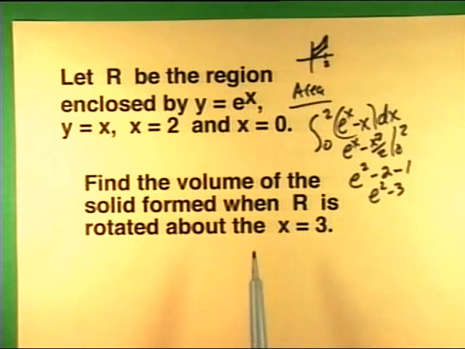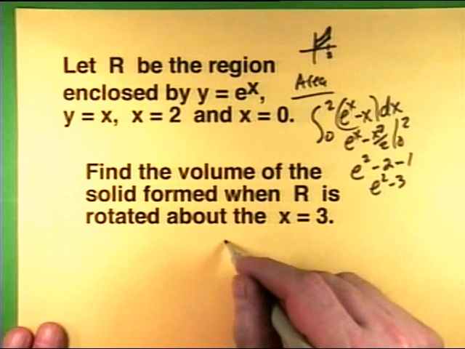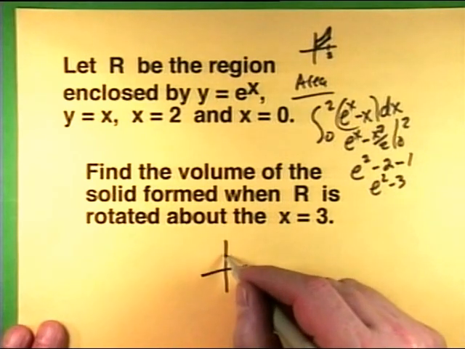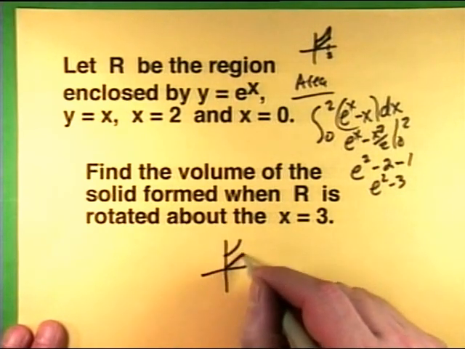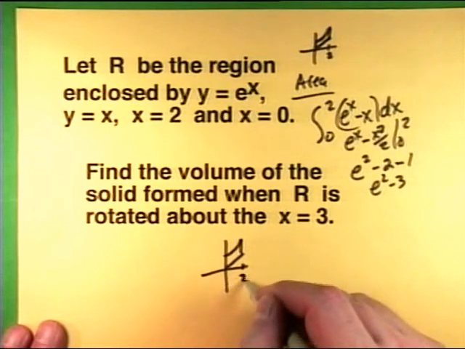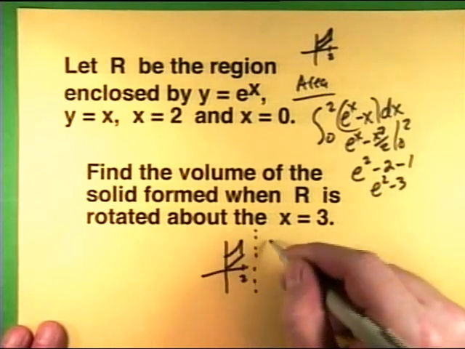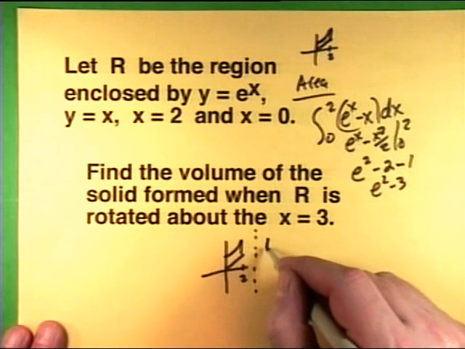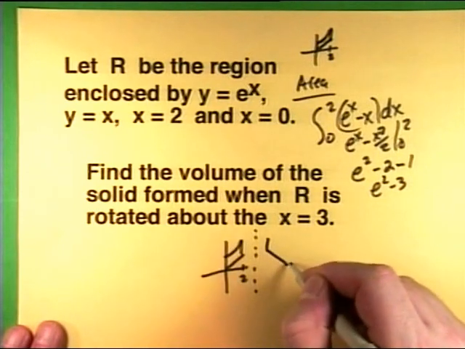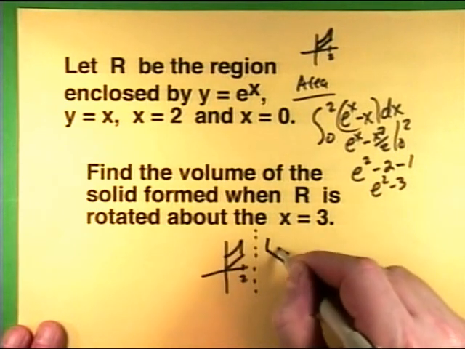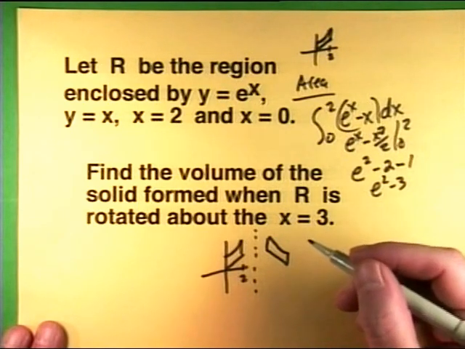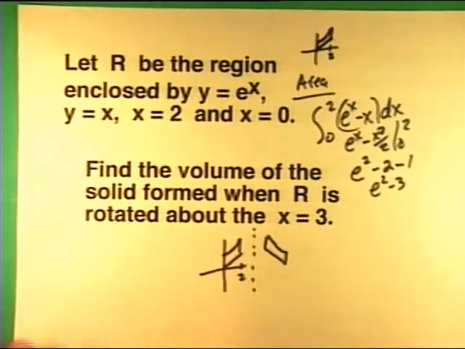Find the volume when this is rotated about the line x equals 3. So we're talking about this region right here. This is 2. I want this rotated about x equals 3. First of all, it's all Y language. It's all with Y. Good, good.